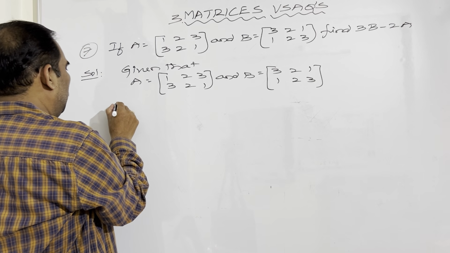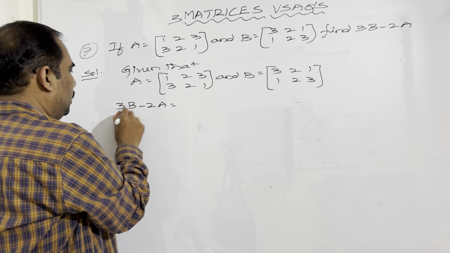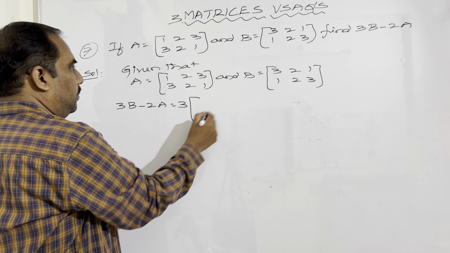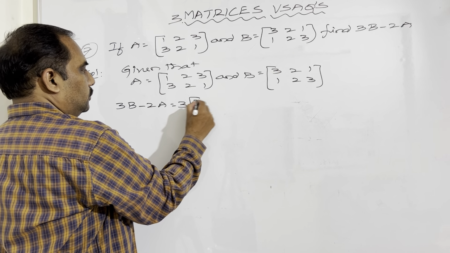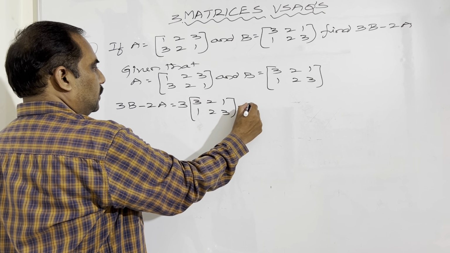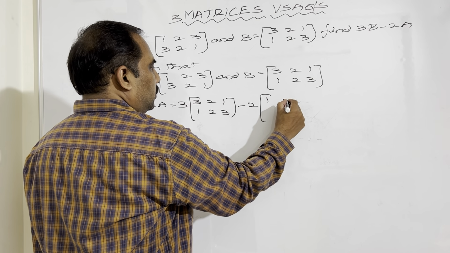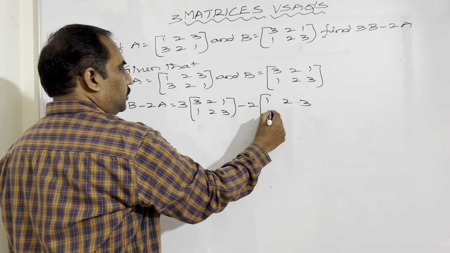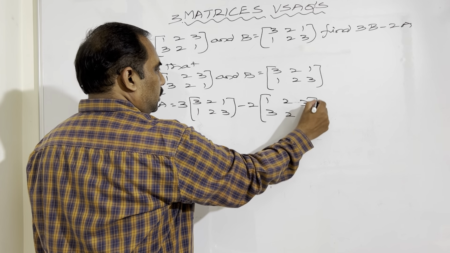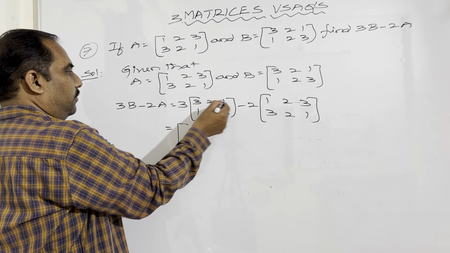So now 3B minus 2A, which is equal to 3 into matrix B. Matrix B is 3 2 1 and 1 2 3 here, minus 2 into matrix A. Matrix A is 1 2 3, 1 2 3 and 3 2 1, 1 2 3 and 3 2 1.